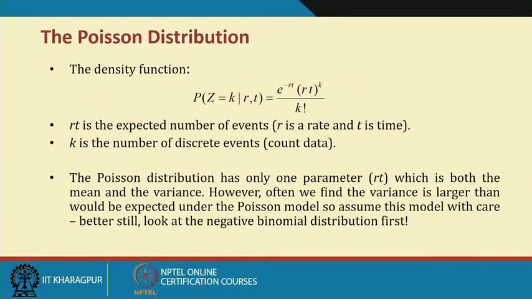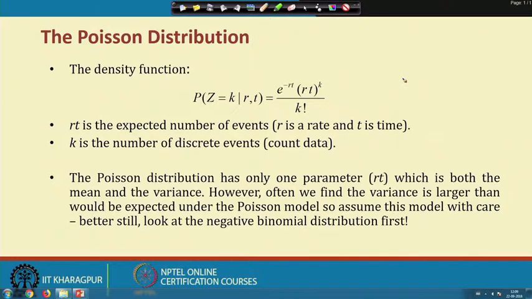Let us bring in that concept. Technically, this is one of the very important parameters in the Poisson distribution: RT, which sometimes we call lambda, and then this k component. So, RT, that is lambda, is the expected number of events, calculated with the help of r and t, that is the rate with respect to time, and k is the number of discrete events, which is what count data is all about.